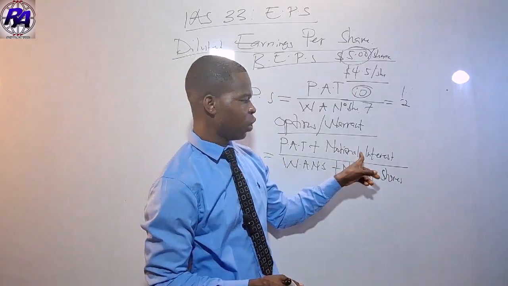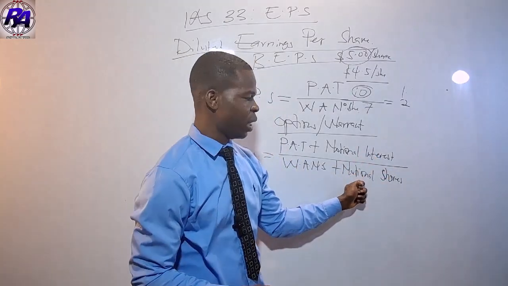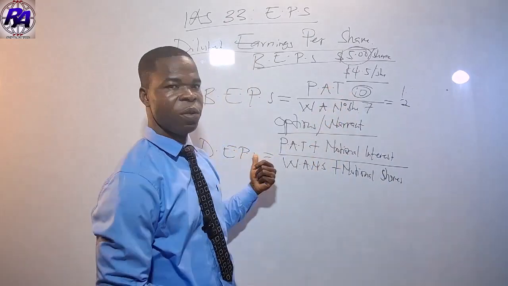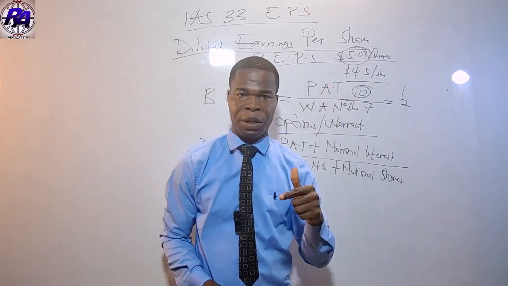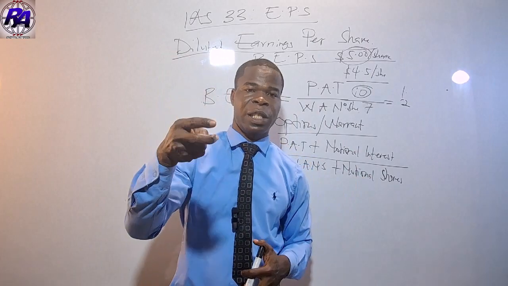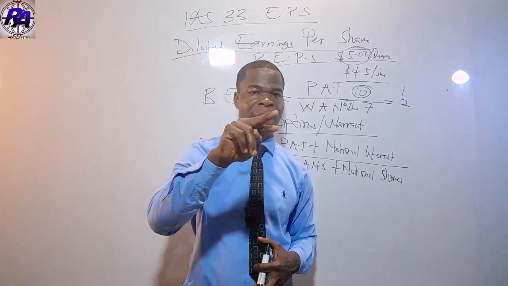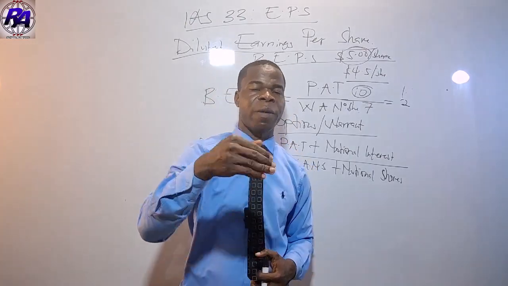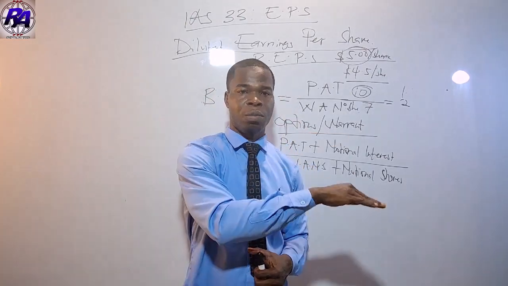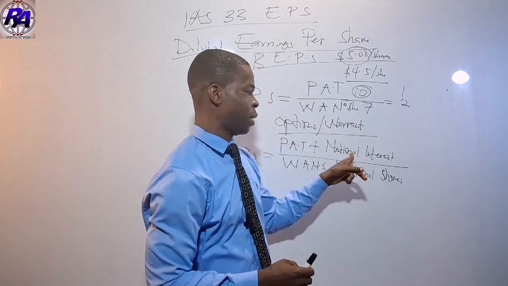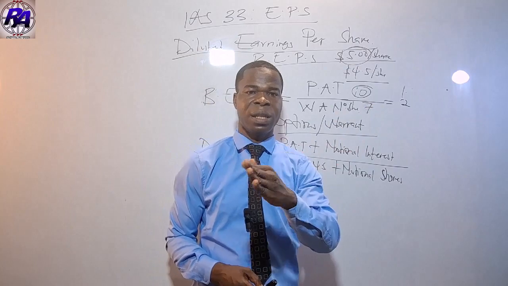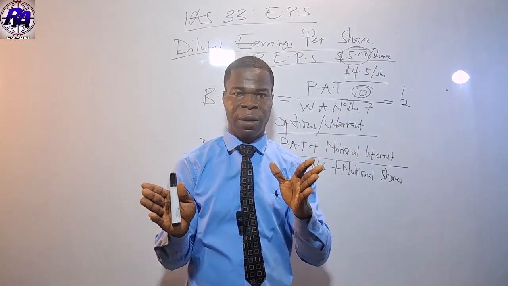Let me quickly talk about notional interest and notional shares. Then we can take some examples and see how we can compute our diluted earnings per share. With diluted earnings per share, we will look at it differently under two circumstances. When it is convertible preference shares or a convertible bond, they are the same. Then we will look at options and warrants. The treatment or the computations differ, so we will look at them separately.